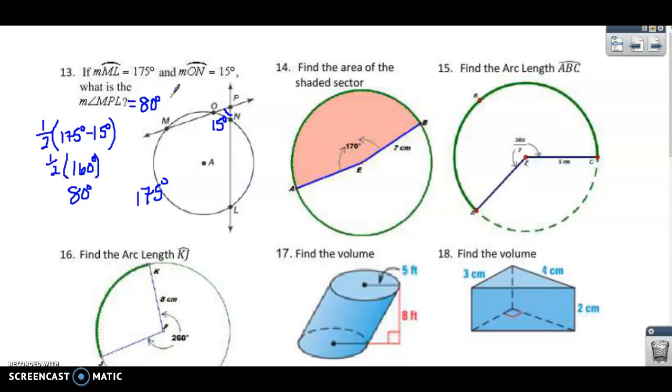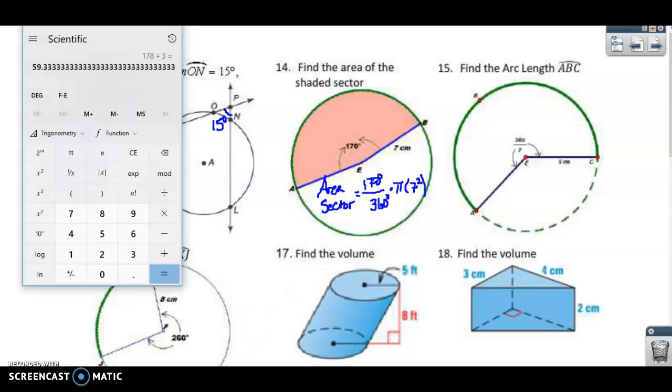Let's move on to number 14. Find the area of the shaded sector. Well, the shaded sector has a central angle of 170 degrees. So if we wanted to find the area of that sector, we would have to take 170 degrees divided by 360 degrees, and use our area formula, so times pi times r squared, where 7 is our radius. I'll let you type that one in the calculator. I'll go ahead and put it in here as well.